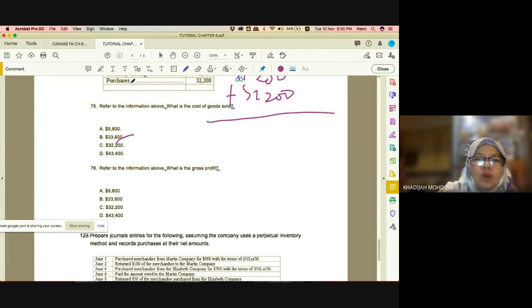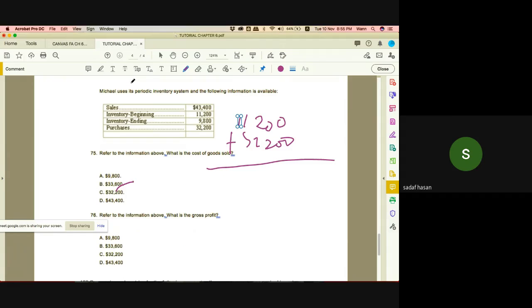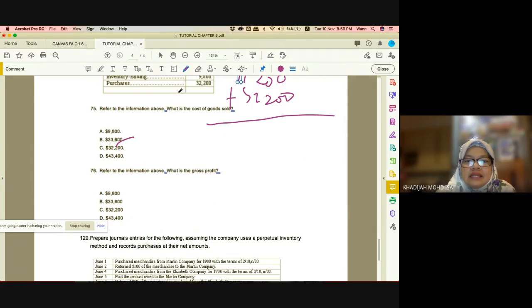Okay, what is your gross profit? How to compute gross profit? Sales minus the cost of goods sold. So how much is your gross profit? 9,800, correct. So this one is your sales minus your COGS. So how you get your COGS is based on the earlier question. If you got it wrong, then the second question is also wrong.